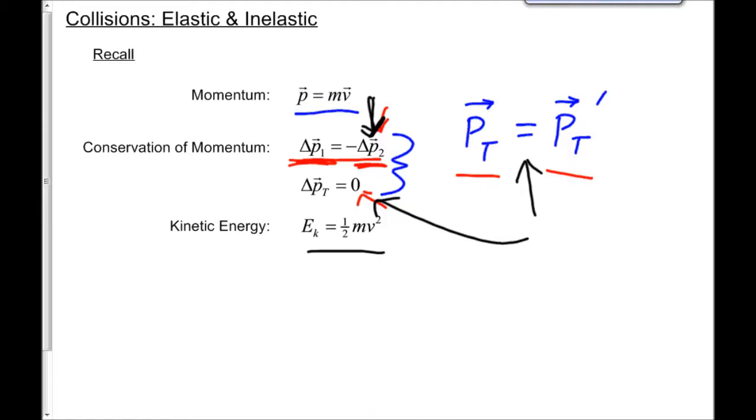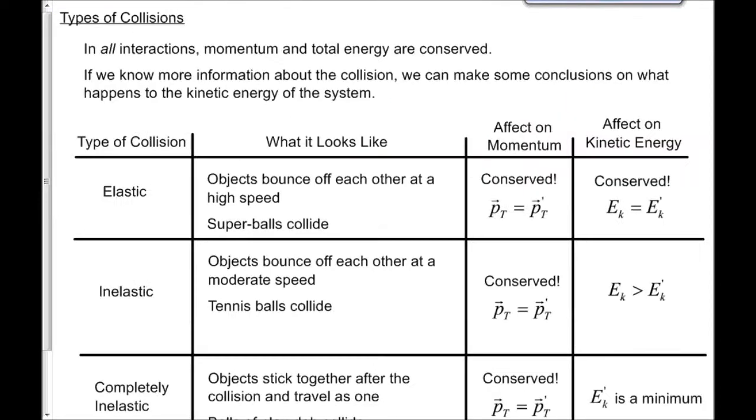All right, so with that in mind, what we do want to talk about today are types of collisions and some special cases of collisions. There's actually three things we can talk about. But before we do that, we want to go back and say we know a couple things. We know that in every single interaction, every single collision, momentum and total energy are conserved.